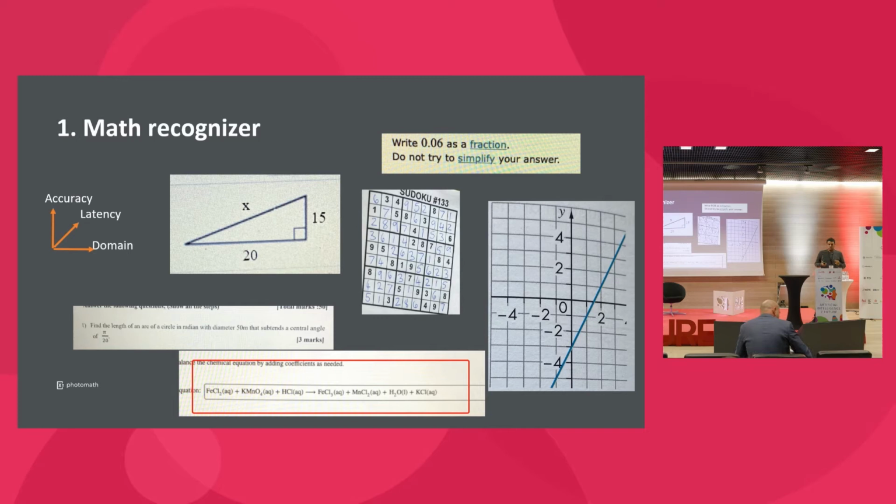So three main dimensions in which we are aiming to improve our math recognizer are accuracy, latency, and the domain. And the domain is currently the most important thing we are working on. So we want to be able to read geometrical problems, graphs, tables, simple word problems, even things like chemistry, why not, or Sudoku.